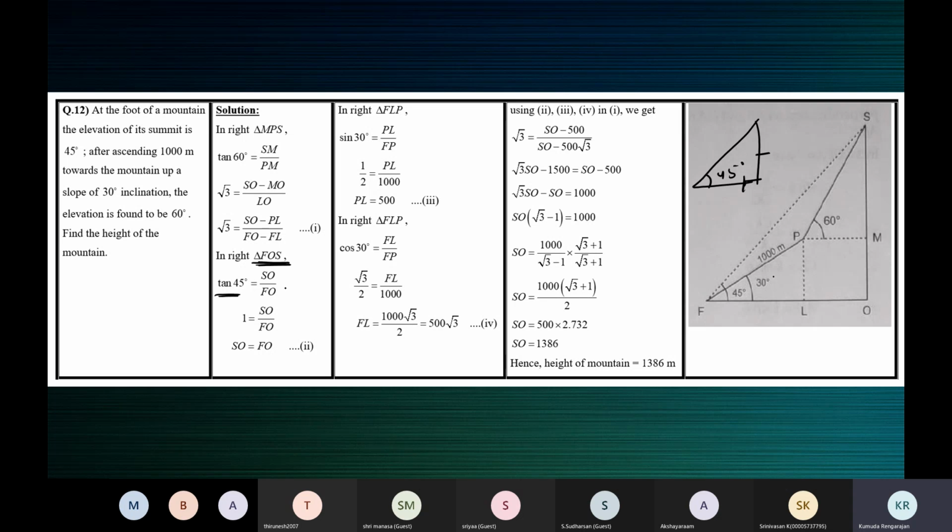Tan 45 is equal to opposite by adjacent. 1 is equal to SO by FO. So SO is equal to FO. So here I'm using trigonometry. You show that the two sides are equal. SO is equal to FO.